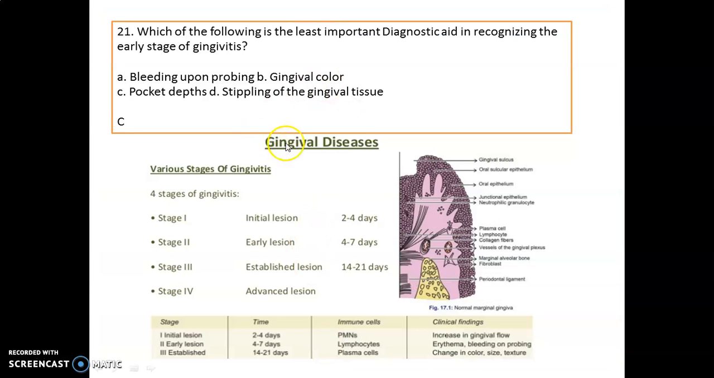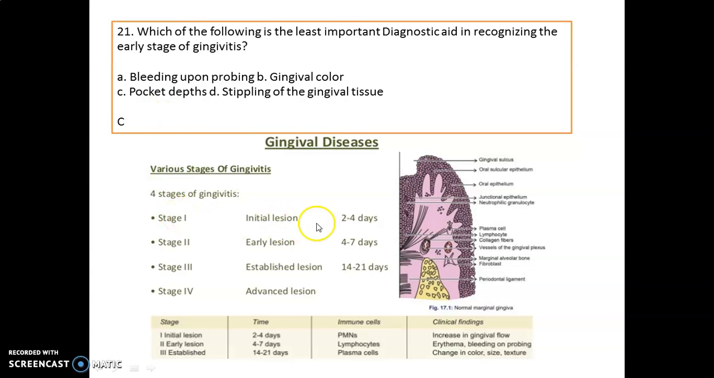Then which of the following is the least important diagnostic aid in early stage of gingivitis? When the word early is written, the least important here is pocket depth, because if pocket depth is more than 4 mm, 5 mm it is periodontitis. But generally in gingivitis we never see pocket depth. So let's see 4 stages of gingivitis.